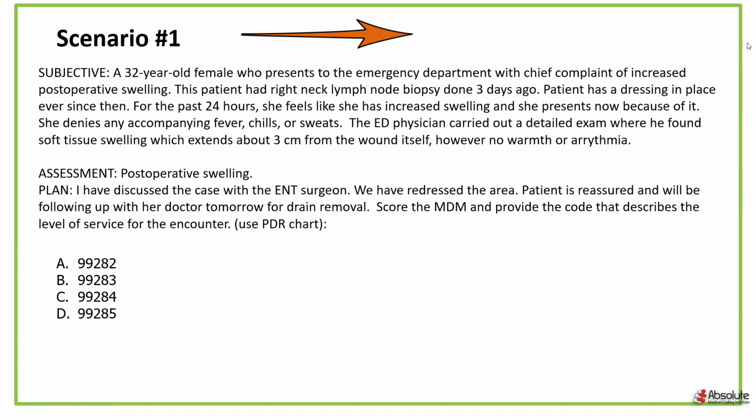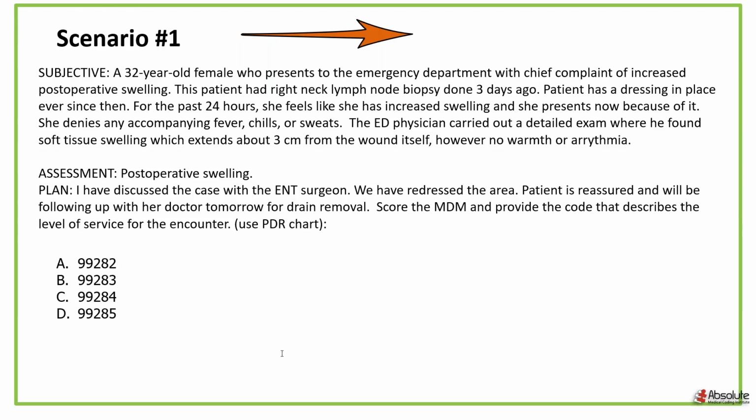Thank you so much, Mr. Sandeep. Okay, let's start with the first scenario of this webinar. Score the MDM and provide the code that describes the level of service for the encounter. Your options are A, 99282, B, 99283, C, 99284, and D, 99285.